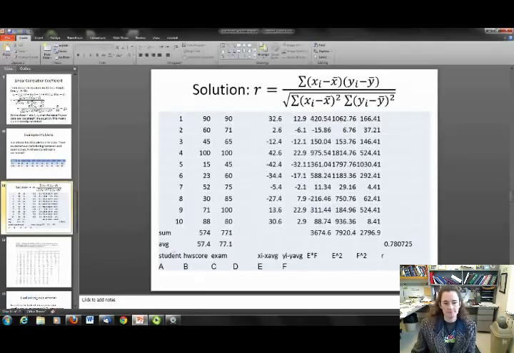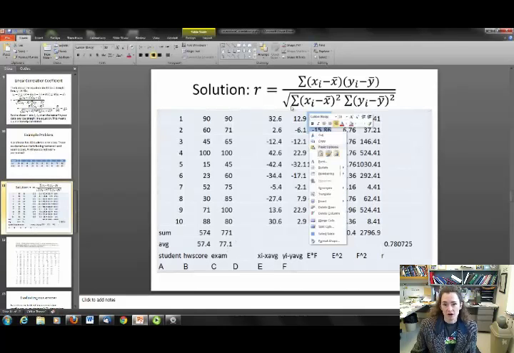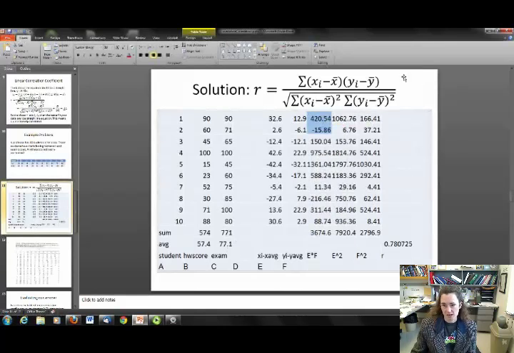I went ahead and did that here. So I calculated the sums and the average here. All right. Now, in my definition of r, it asks for xi minus x bar values and yi minus y bar values. So once I calculated my homework score average and my exam score average, I went ahead and calculated those differences in columns that I'll call E and F here. Okay?